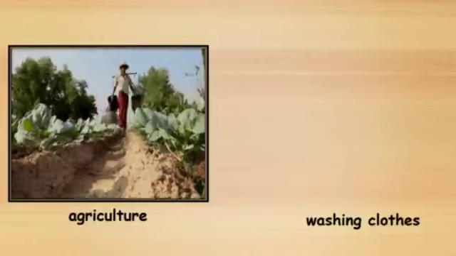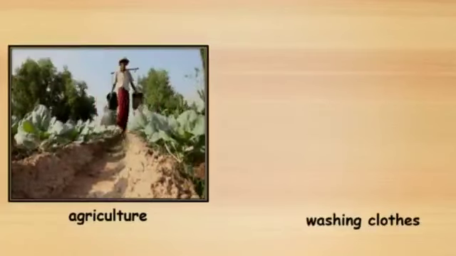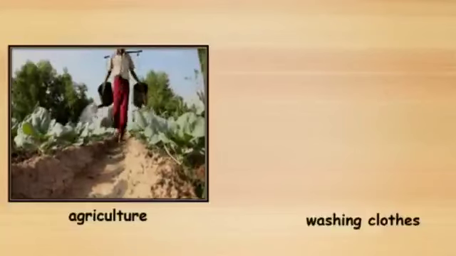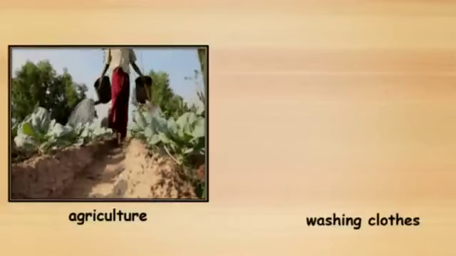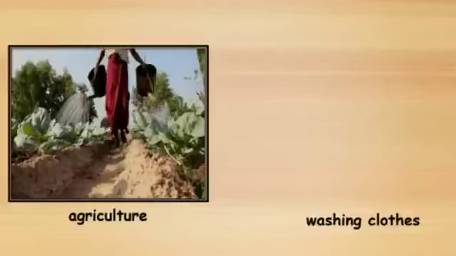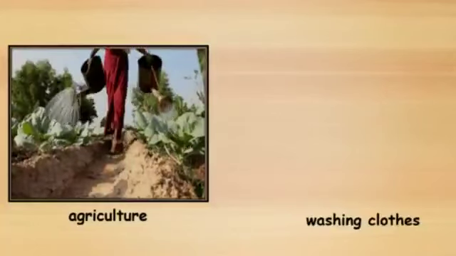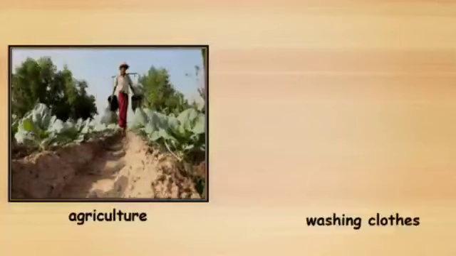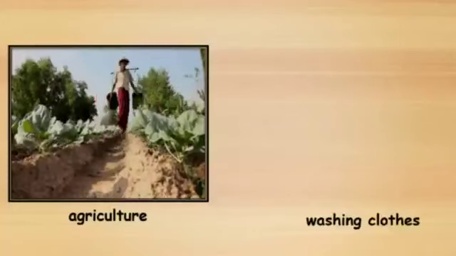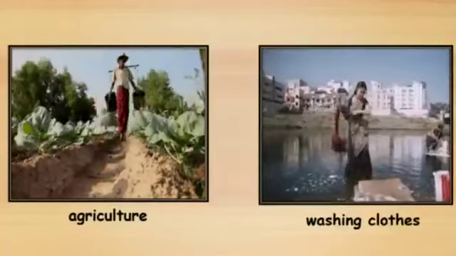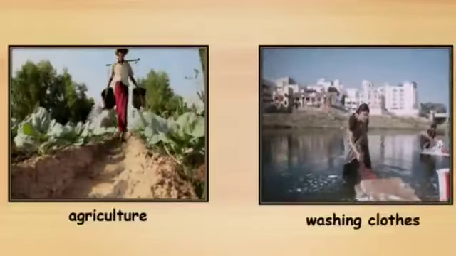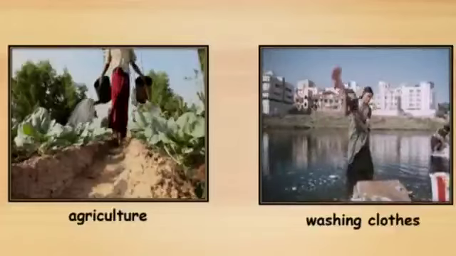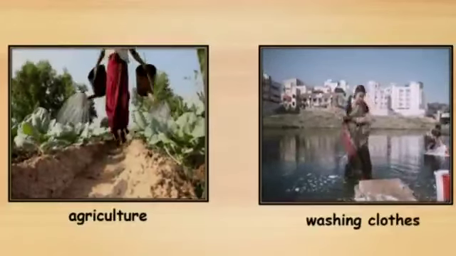In the next example, we see that water is useful for farmers also. Without water, farmers can't grow food and hence we will also not be able to eat good food. So, water is very essential for agriculture. Okay? Yes. In the next example, we see water is also essential for washing clothes. It is very important to wash clothes also.